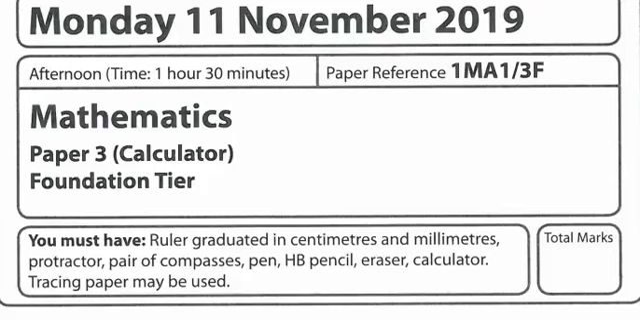Hello and welcome. In this video we are taking a look at paper 3 of the Edexcel Foundation Maths GCSE paper series from November 2019.